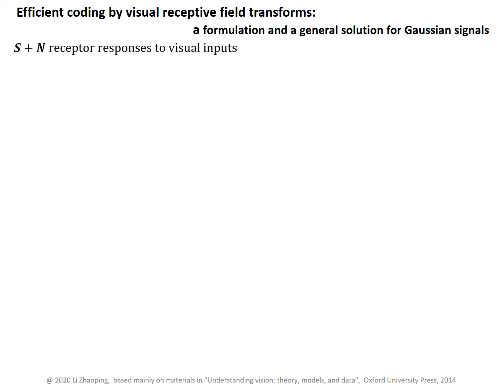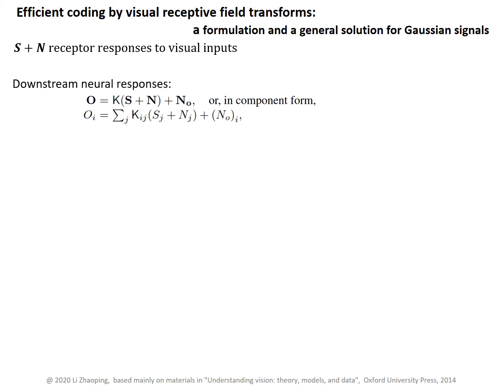Let S plus N be the receptor responses to visual inputs. They are both vectors, S is for the signal and N is for the noise. The responses of the downstream neurons are O, so O is a vector. The receptive fields are approximated as linear, so the encoding K is a matrix with matrix elements Kij. And N_O is the additional encoding noise. It's also a vector.